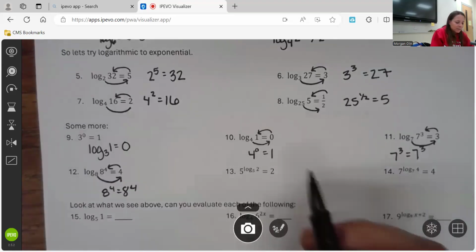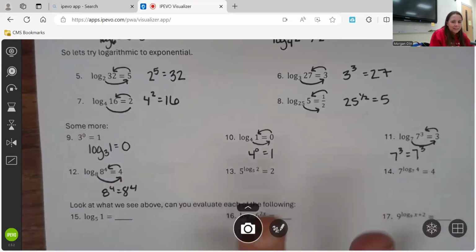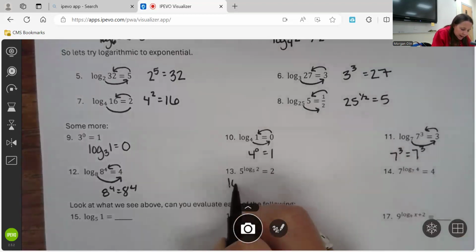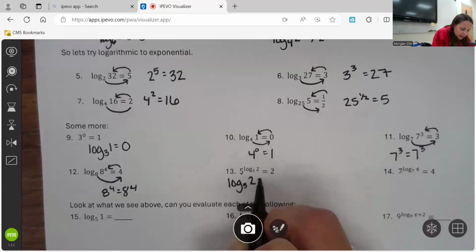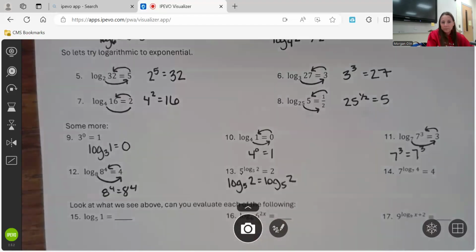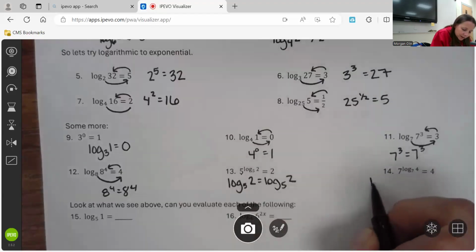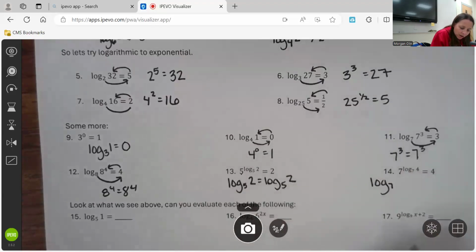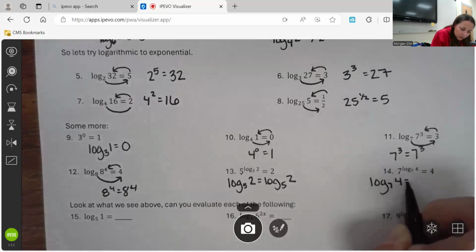Now, I know there's a log right here, but this is an exponential form. That's the exponent right here. So we're going to say log, and that's our base of 2 equals the exponent. So we took it from exponential form to logarithmic form. Same thing again. This is our base on our exponent, so it's going to be our base on our log. And then we're going to say 4 equals the exponent right here.